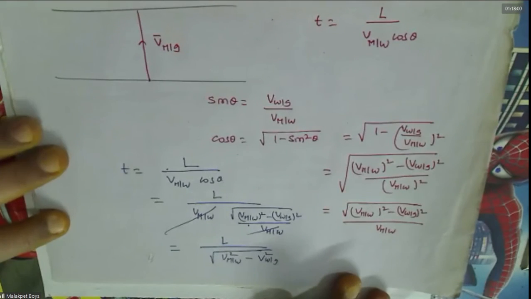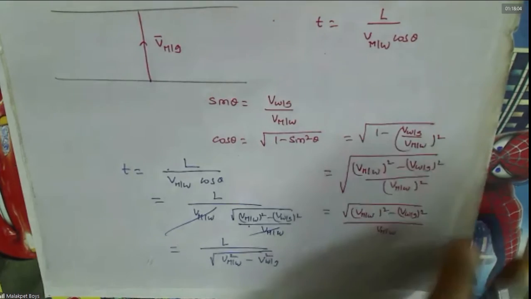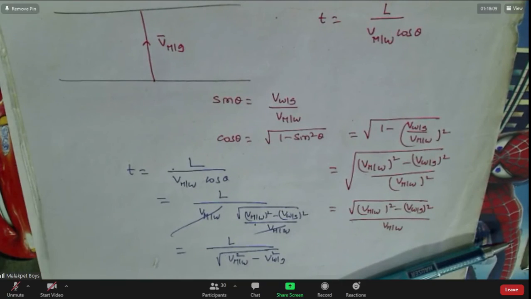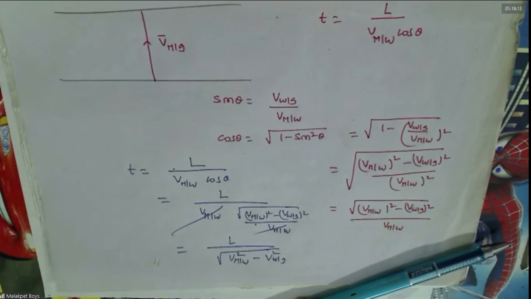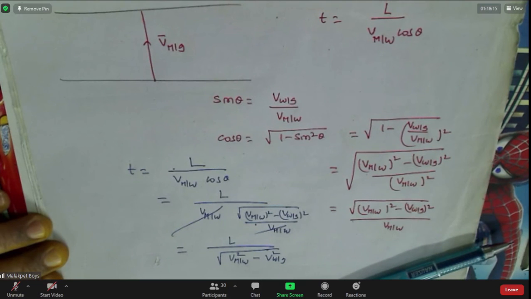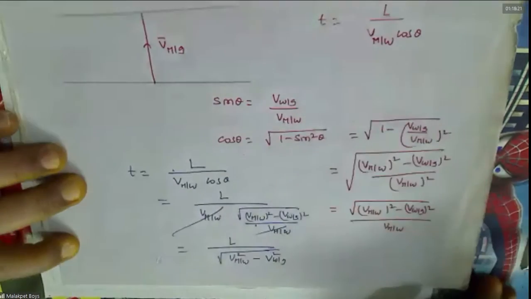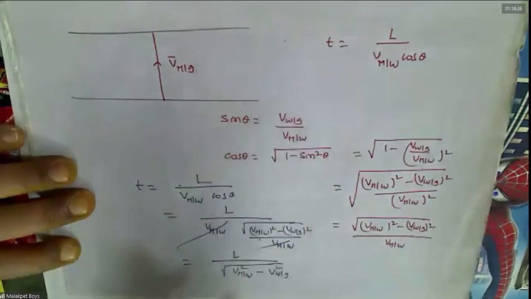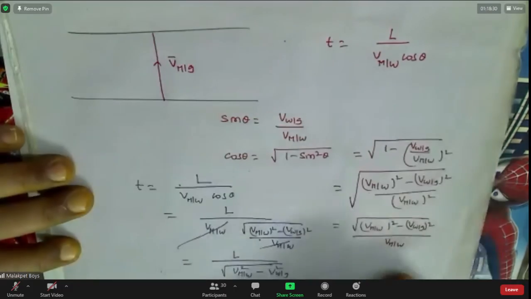Do you agree with this? Yes, sir. Using both formulas, you can find time, sir. Which formula? This formula and L by V_MW cos theta. That L by V_MW cos theta only. Sometimes theta is not given, anyway you can find it. From there only we got this, no? Yes, using that only we got this.